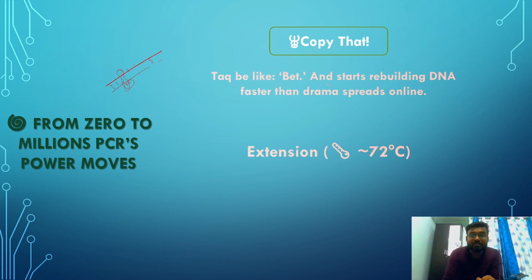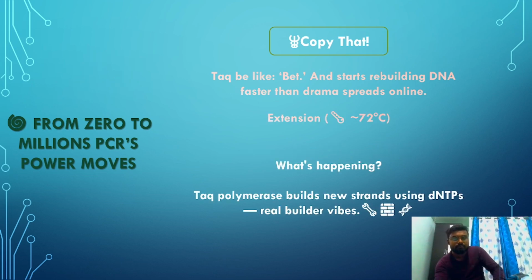And this is happening at 72 degrees Celsius. For the usual physiological polymerases which we have in our system, they usually work optimally at 37 to 40, but Taq polymerase works at a temperature of 72 degrees Celsius. This is the optimum temperature, 72 degrees Celsius. And annealing happens at around 57 to 60 degrees Celsius.